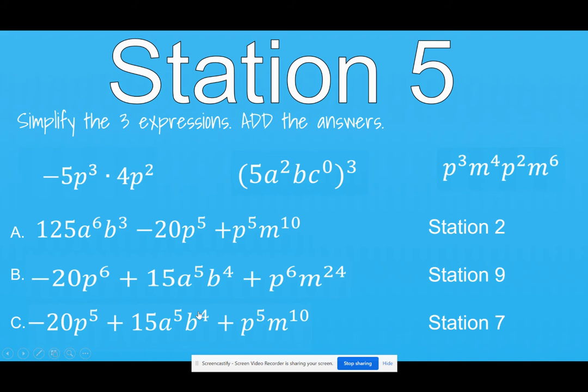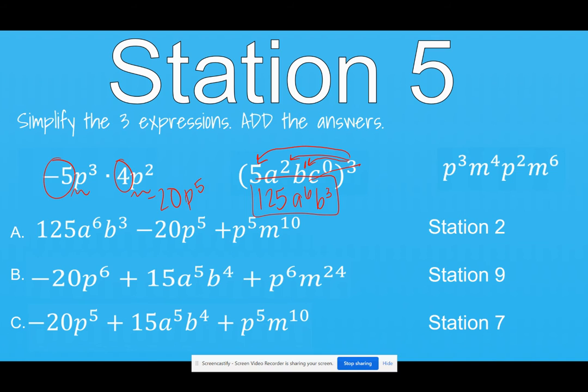Now in station 5, we have to know our exponent rules. So make sure, if we're struggling, we remember. When we have this problem, we do -5 times 4, which is -20. Then if we're multiplying together, we add the exponents. So 3 plus 2 is 5. If we look at this problem, we distribute the cube in. So 5 cubed is 125. A squared cubed, we multiply, so a to the 6th. B to the 1st cubed is b to the 3rd. And 0 times 3 is 0, so it just goes away. And this is what we're left with.